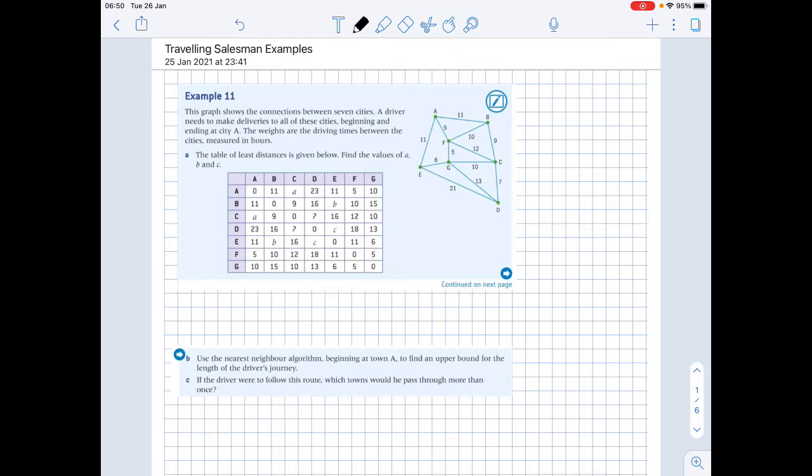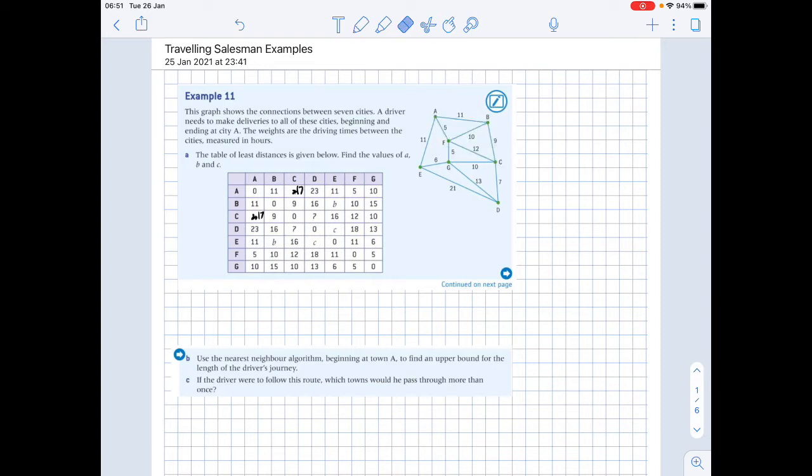So, for example, A is the distance between A and C. We look at the routes we could take between A and C. We can either go this way, which is 20, or this way, which is 17. And by inspection, there's nothing better. So A is 17. As you can see, the table of least weights is symmetrical. It doesn't matter if we're going CA or AC.